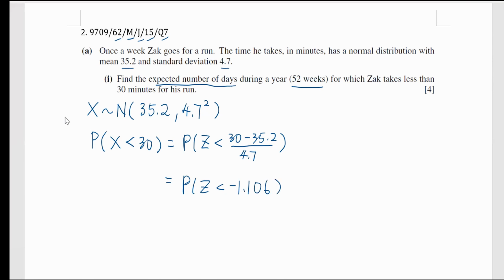Leave the z-score to 3 decimal places. Again, look at the bell-shaped curve, 0. And it's a negative value, so it's negative 1 point something, so negative 1.106. And since it's less than, it's the smaller area here. All right. So what do we do?